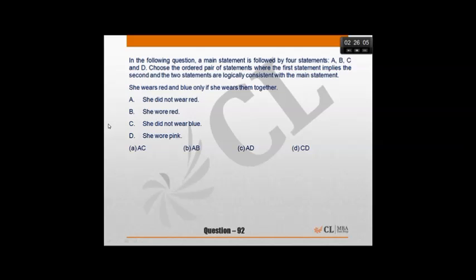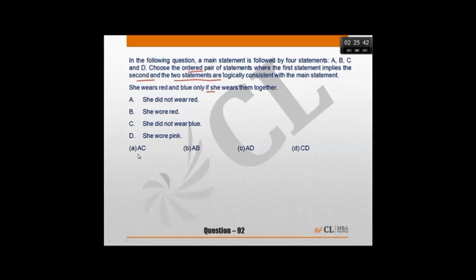Syllogisms, logical reasoning. In the following question, the main statement is followed by 4 statements A, B, C, D. Choose the ordered pair of statements where the first statement implies the second and the 2 statements are logically consistent with the main statement. She wears red and blue only if she wears them together. So she has to wear both of them together or she will not wear any of them.